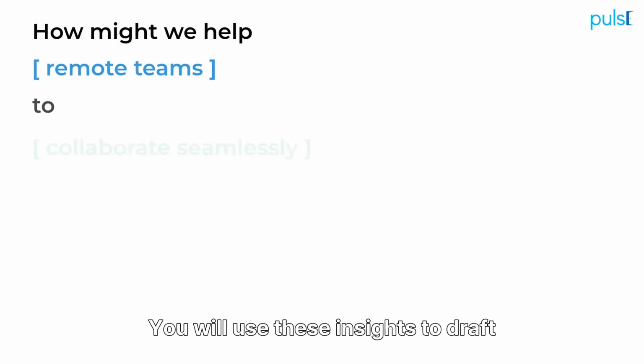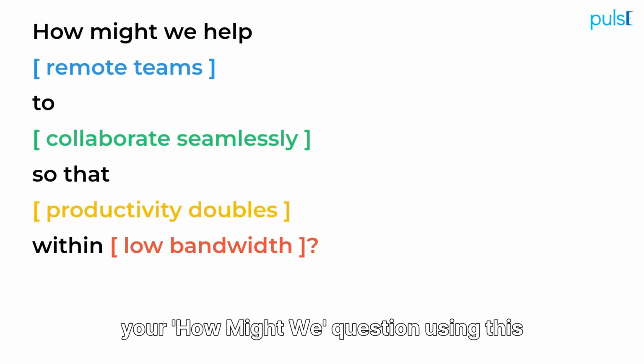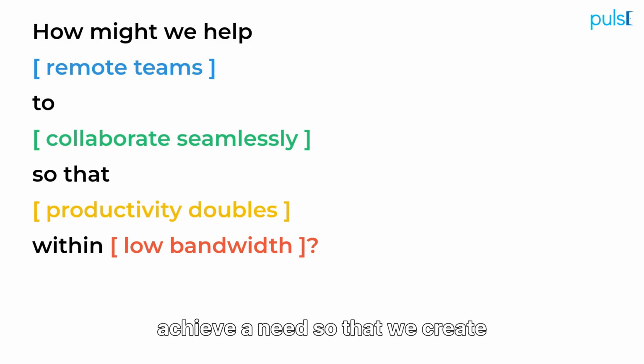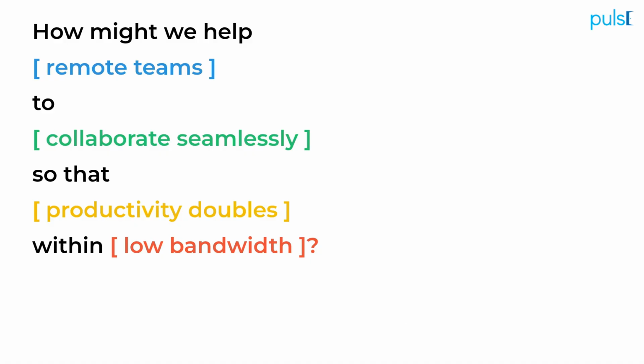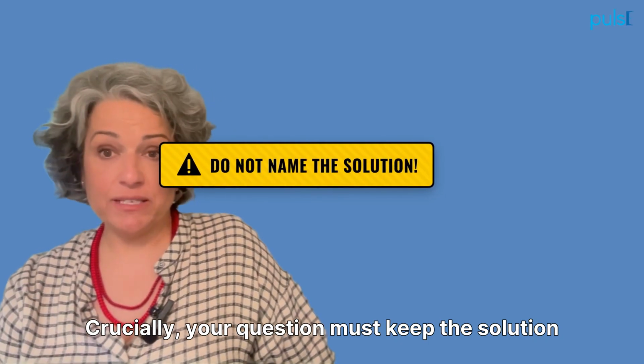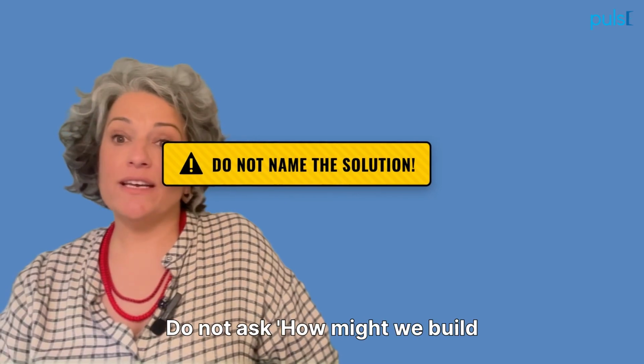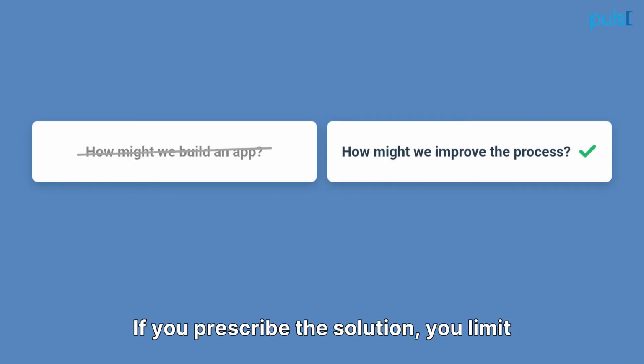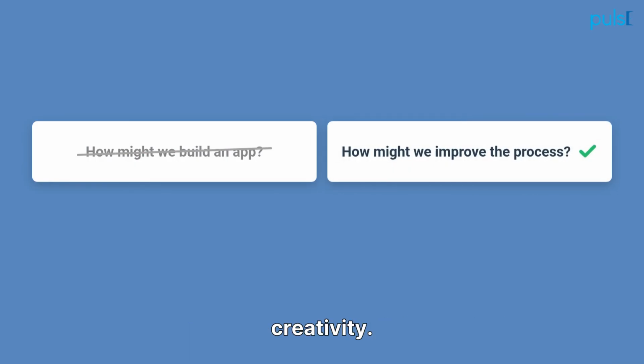You will use these insights to draft your how might we question using this formula. How might we help the user to achieve a need so that we create value within specific constraints? Crucially, your question must keep the solution open. Do not ask, how might we build an app? Instead, ask, how might we improve the process? If you prescribe the solution, you limit creativity.